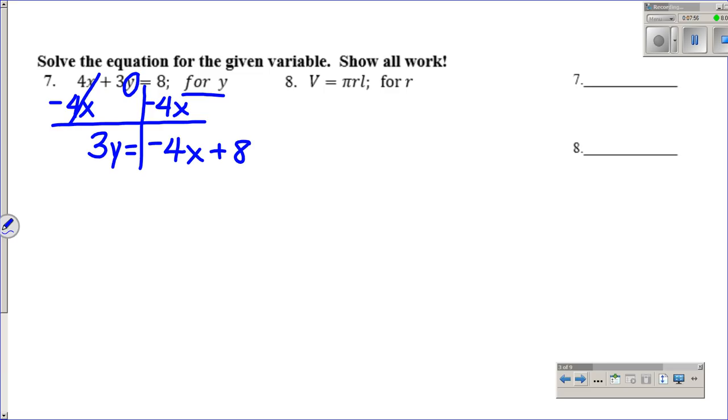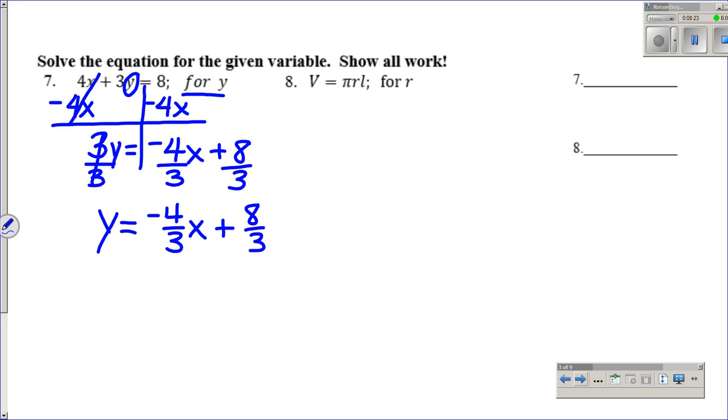Now, we still have 3 times y, so we now need to divide each term by 3, and then just see where we can simplify. So 3 divided by 3 is 1y, so we can simplify to y. Negative 4 is not divisible by 3. We would get a repeating decimal, so just leave this as an improper fraction, negative 4/3 x. And 8 is not divisible by 3, so leave this as plus 8/3. And that is your final answer. So you would write the equation as y equals negative 4/3 x plus 8/3.